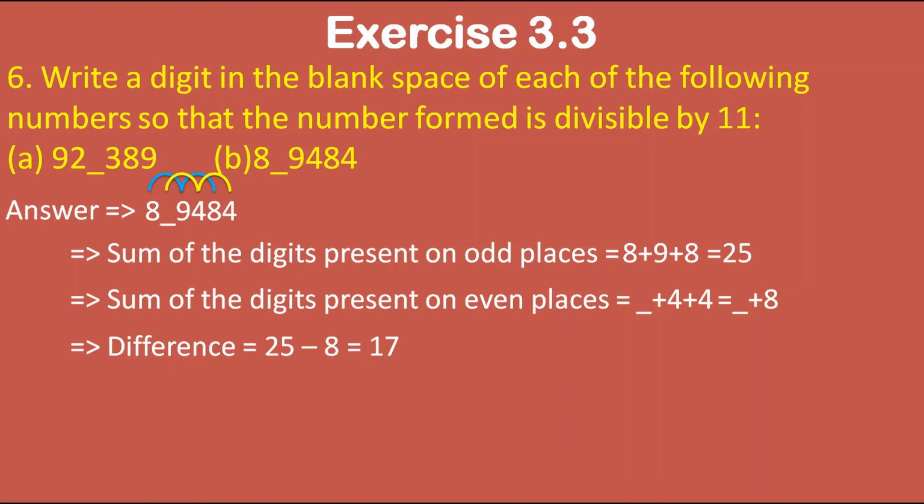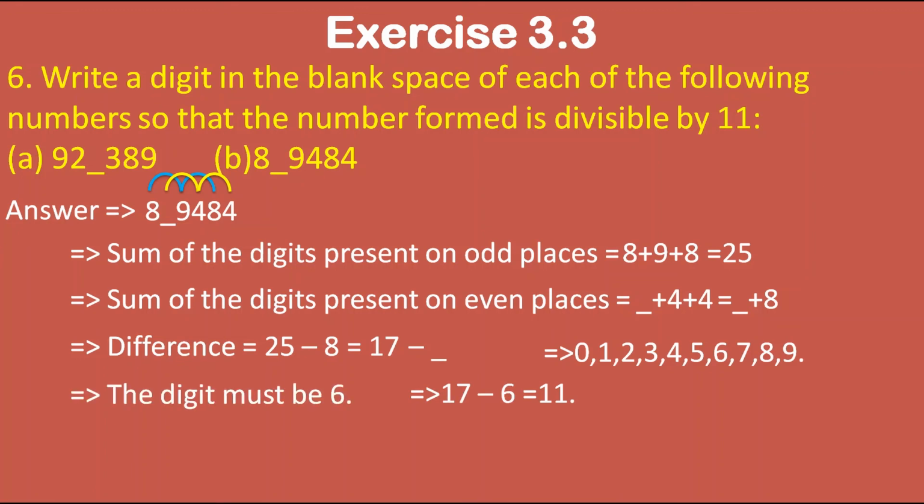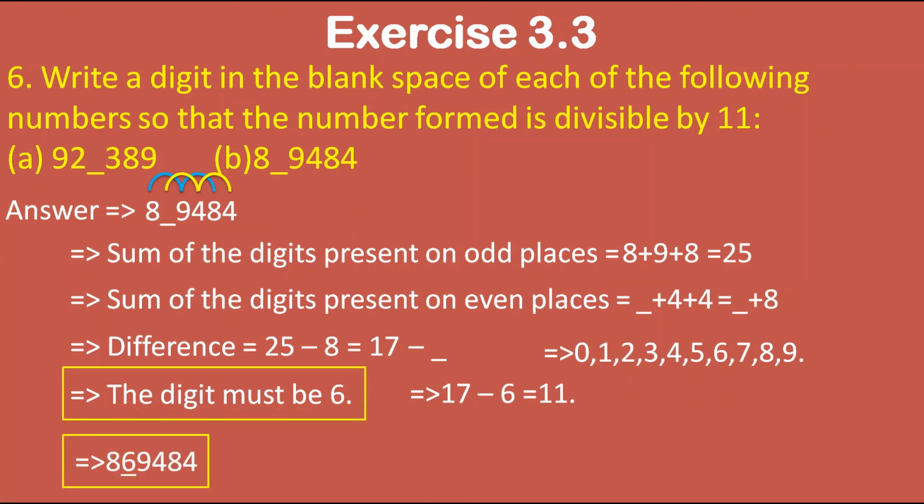As the missing digit is present in the second part of the difference, we have to subtract that digit. Now we have to find the digit from 0 to 9 that we can put there to get the difference as 11. Okay, so as we know, 17 minus 6 gives 11, so the digit must be 6. So the number formed is 8,69,484. We can cross check it.